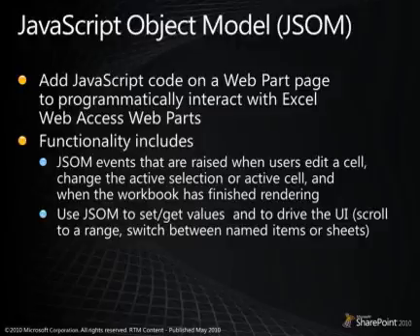The JSOM enables developers to access items such as Excel spreadsheets, ranges, tables, pivot tables, and charts. Developers can then set and retrieve values from individual cells or from named ranges. It also provides hooks for events that are raised when a user changes the active selection cell or edits a cell. Finally, the JSOM can be used to scroll to different regions of the spreadsheet or to change which sheet or named item is displayed.